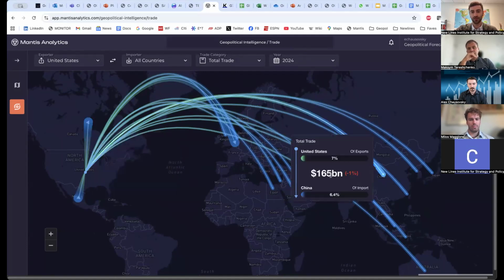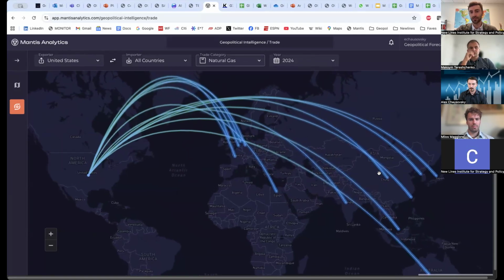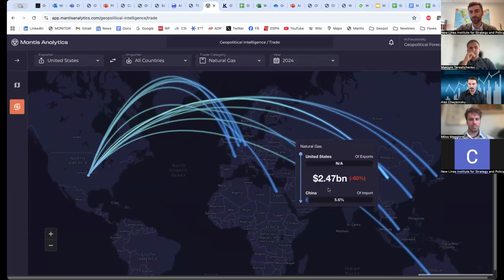We can also look at China, for example, and then we can also isolate them by various import partners and trade categories. So, for example, if we wanted to look at U.S. exports of natural gas here, this is 2.47 billion and minus 60% represents year-on-year figures. So you can actually look at the different years here. You can look at the different categories, as I mentioned.